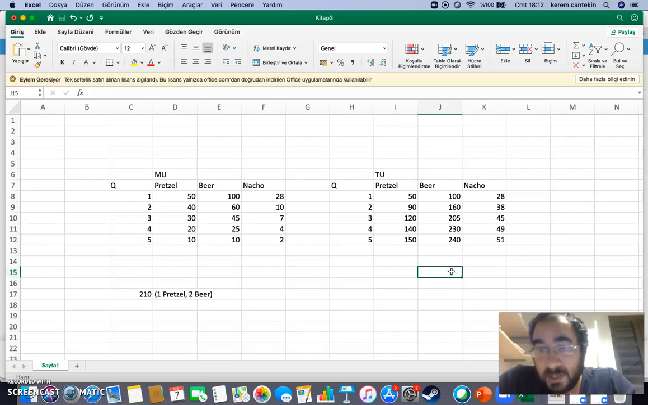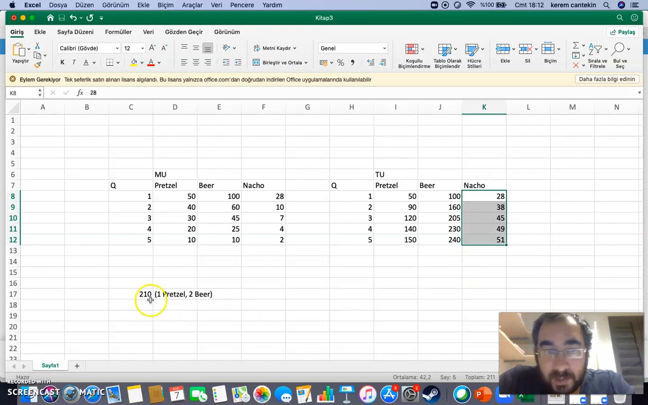Do I have anything else? Not that I can see. I want 210, so these numbers won't help me because I'm not able to get 0 and 10. So this is the method, basically.